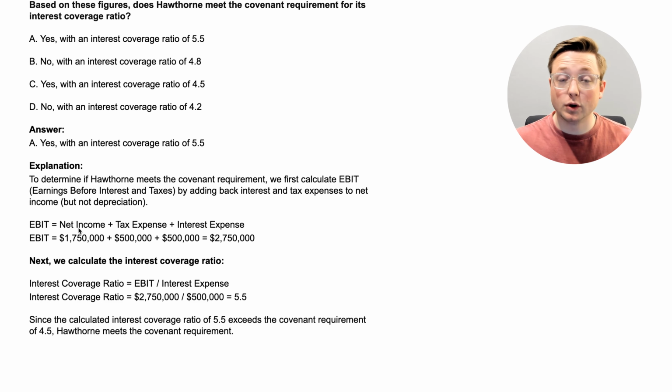You take the net income, which is the income post-tax, post-interest, and so you add back the tax expense that we were told, $500,000, and you add back the interest expense that we were told, again, $500,000. So $1,750,000 plus $500,000 plus $500,000 is $2,750,000. That is their EBIT. And then we divide it by $500,000, which is the interest expense. And that means that with their earnings before interest and taxes, they can cover their interest expense 5.5 times. So they are definitely within compliance.